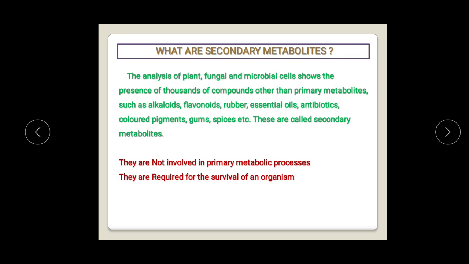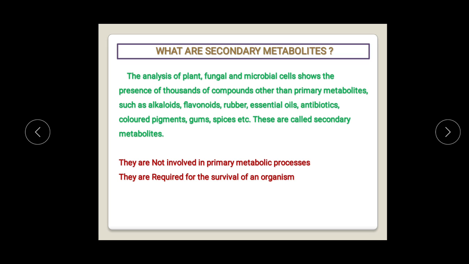The analysis of plant, fungal, and microbial cells, not animal cells, shows the presence of thousands of compounds other than the primary metabolites, and they include alkaloids, flavonoids, rubber, essential oil, antibiotics, colored pigments, gums, spices, etc. And all these are called the secondary metabolites. These secondary metabolites are very useful to human beings. Some secondary metabolites also have ecological importance. They are important ecologically also, and they are not involved in the primary metabolic processes.